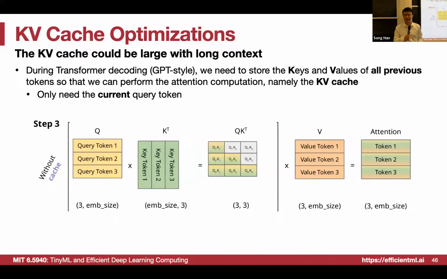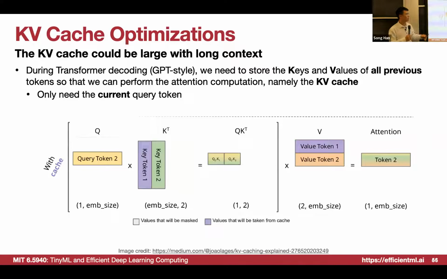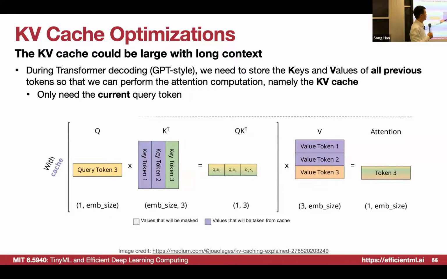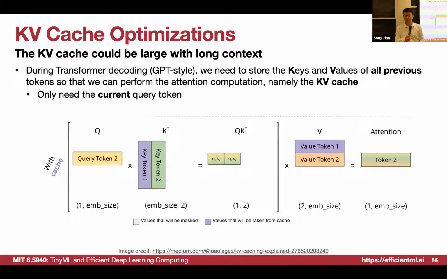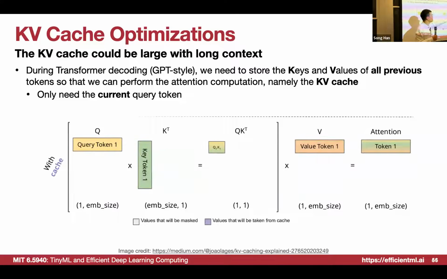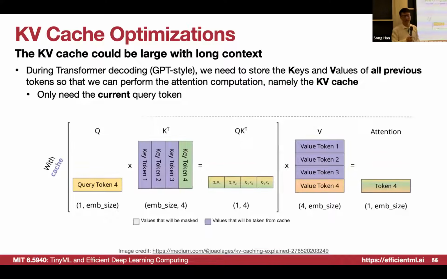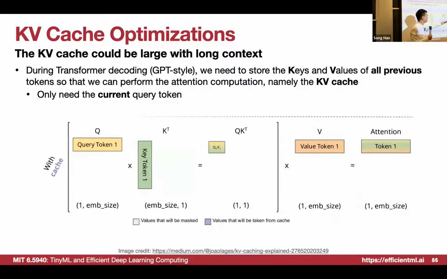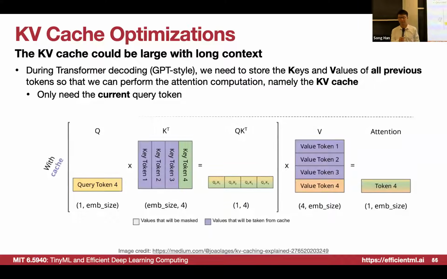So what if we have the KV cache? If we have the KV cache, same 4 tokens, the previously calculated K and V can be cached rather than recomputed. So the purple part for the K and purple part for the V remains the same across different tokens. Therefore, you don't have to recompute the QK transpose for each token.